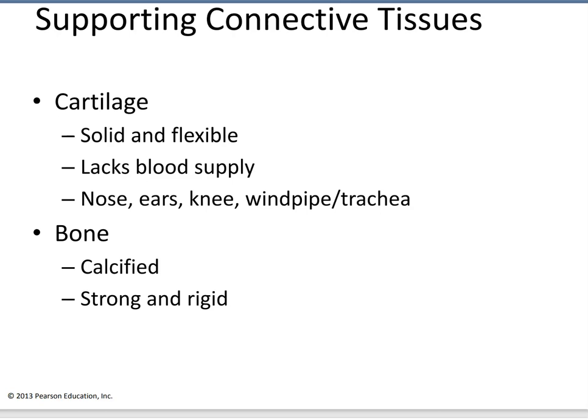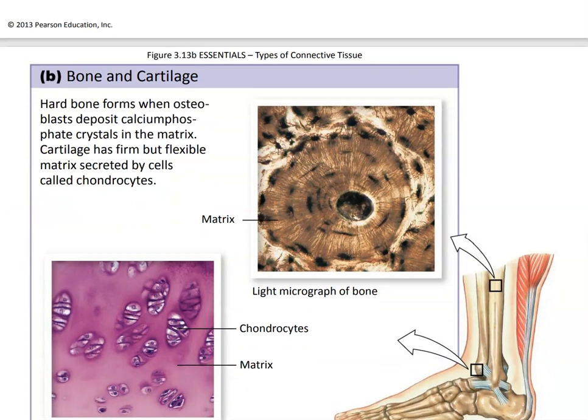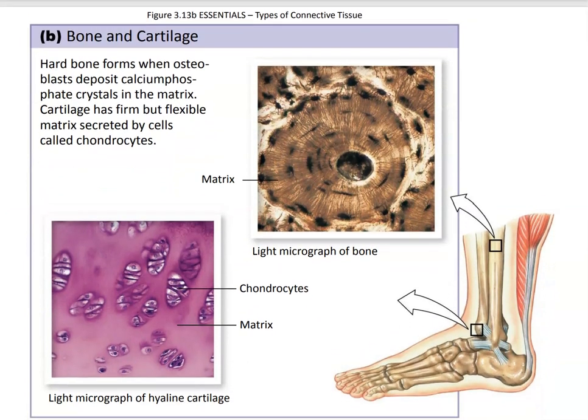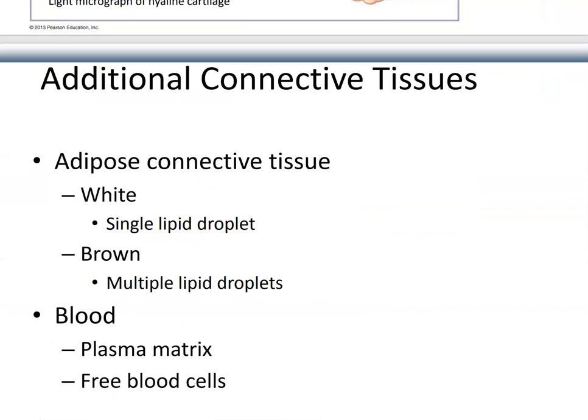And then bone, of course, gives you a lot of strength, but it also has this rigidity to it. Bone is a type of connective tissue, and cartilage right here sort of cushions the ends of bones in a joint. And then here, this would be a picture of bone over here. So the matrix material that's calcified is very hard and not flexible at all.